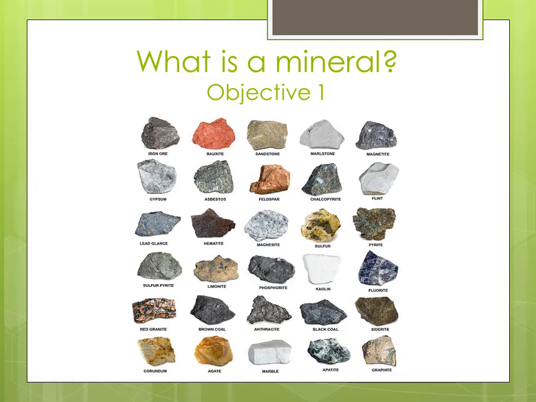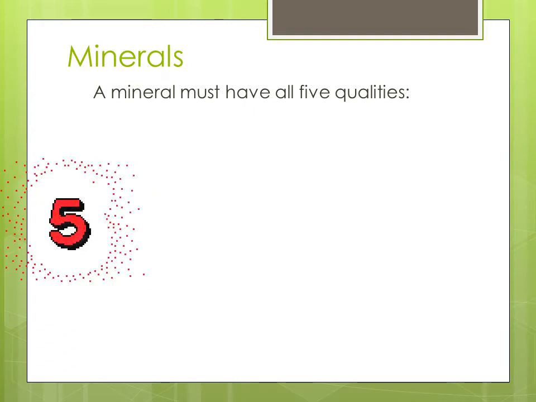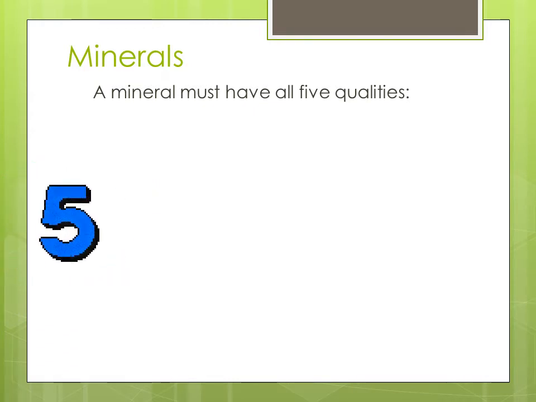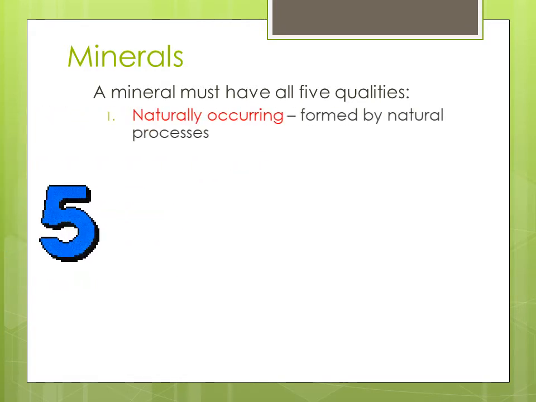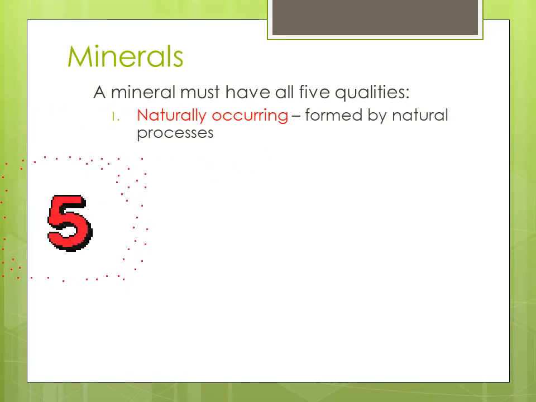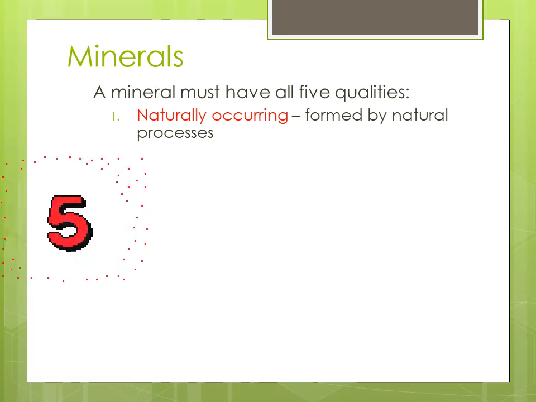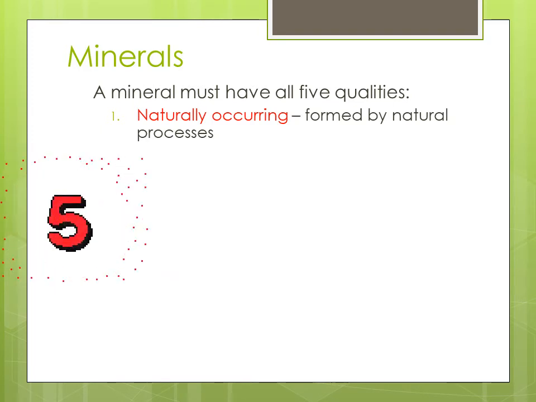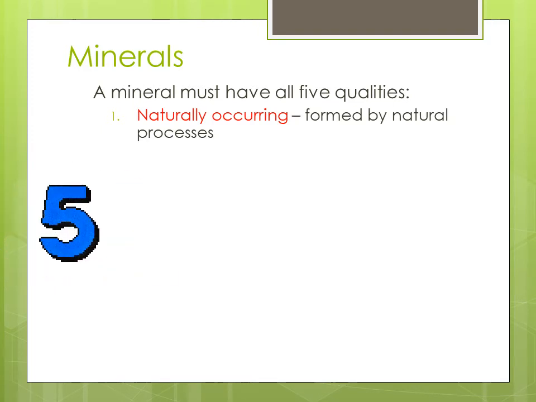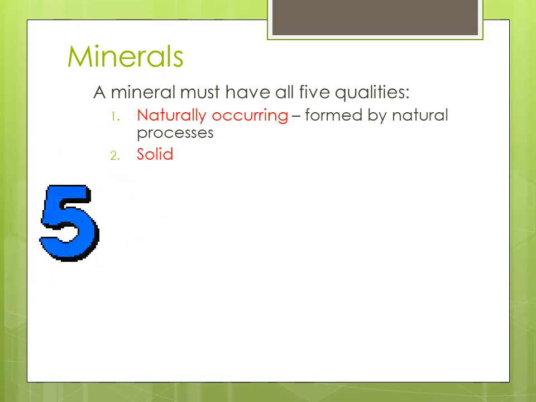So first of all, what is a mineral? Minerals must have all 5 of these qualities. They must have all 5. Number 1, they must be naturally occurring. Okay? So they must be formed by natural processes. Okay? The earth is going to create them, not humans. They must be solid.